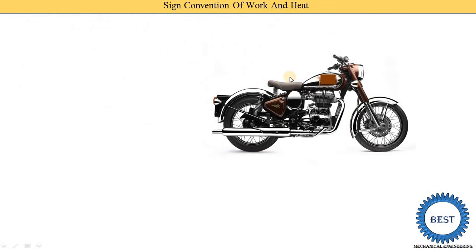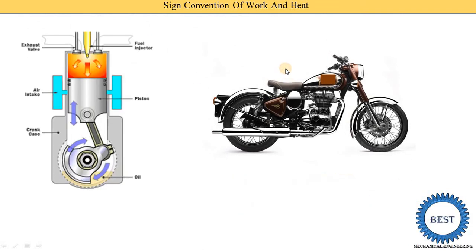Now heat rejected by the system is written as negative Q. Here you see we consider one bike. Inside this bike the engine is there. This is the engine, drawn in a sectional view here. In an engine we supply the fuel and the air, and it does the combustion. That means when we supply the fuel, combustion starts, meaning heat energy is produced. So when we supply the heat, it is considered positive. So Q is the positive heat supplied to the system, the same way we supply heat to the food. Then this heat energy produces some work, and due to this work our bike moves from one place to another place. So the bike gives some work done, and it is considered positive work.